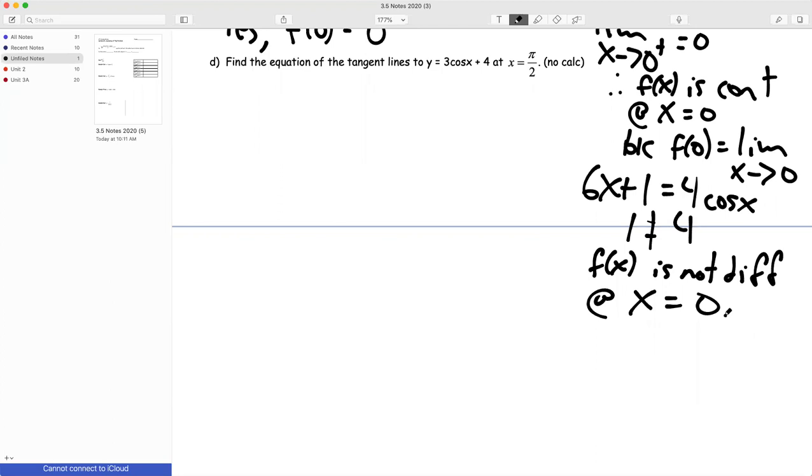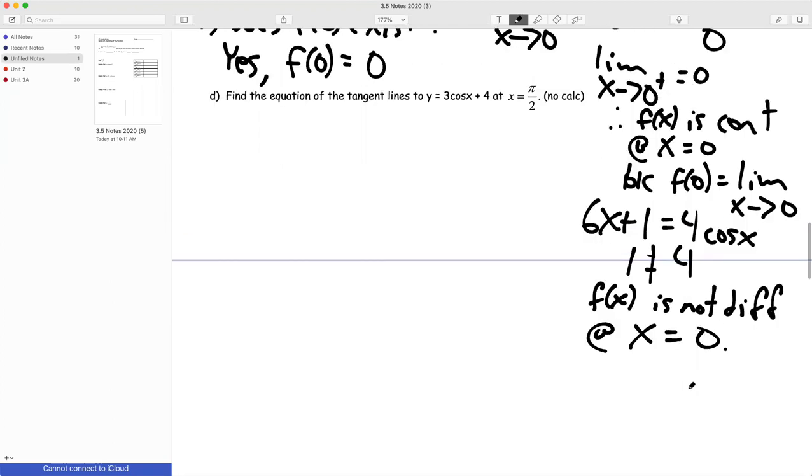All right, well, one more. Part D says find the equation of the tangent line to y equals 3 cosine of x plus 4 at x equals pi over 2. And this is a problem from the calculus jungle because there is no calculator allowed. So here we go. I need two things to write the equation of a line. I need the slope and a point. So let's get the slope.